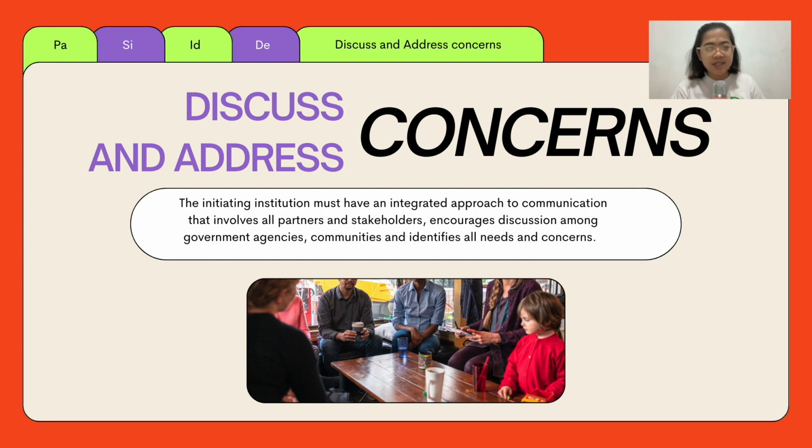The initiating institution must have an integrated approach to communication that involves all partners and stakeholders, encourages discussion among government agencies, communities, and identifies all needs and concerns. These actions will create an awareness and demand for effective discussions that will sustain the advocacy to its target audience and can enhance public understanding of the program's objectives and goals.